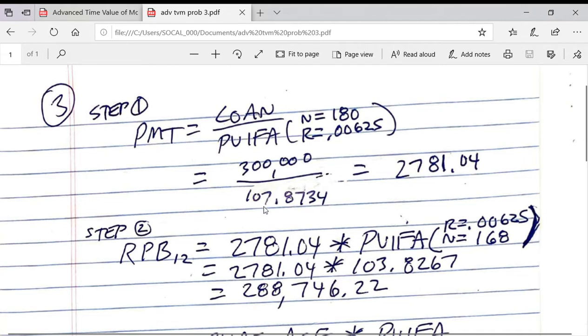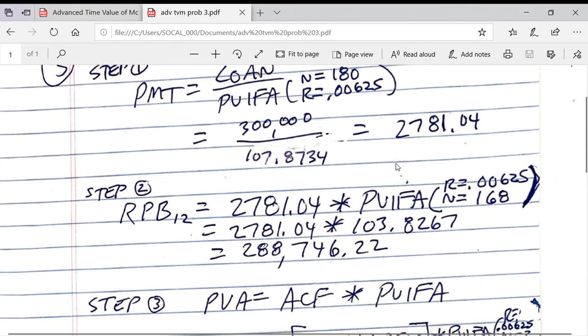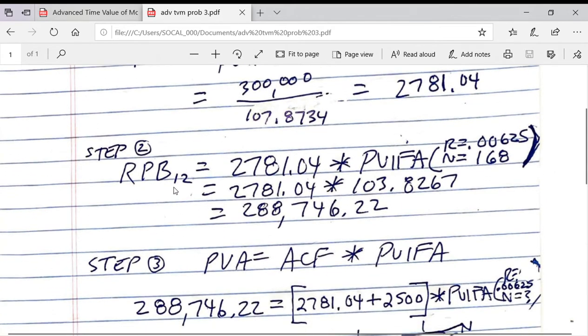300,000 divided by 107.8734 is equal to 2781.04. So our monthly payments are 2781.04, and the original plan is to make 180 of those payments beginning at date 1 and ending on date 180. However, at date 13, this individual decides to add more money.